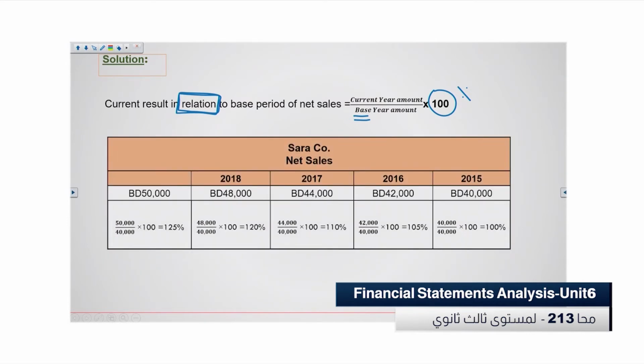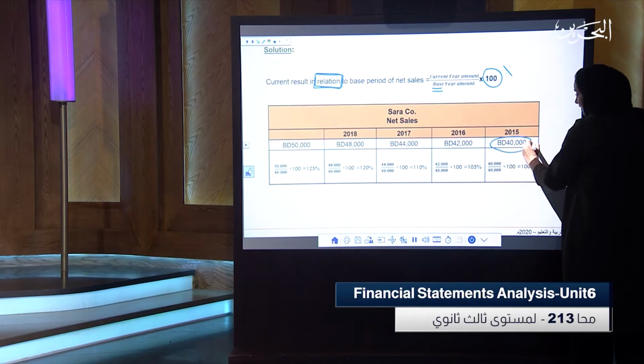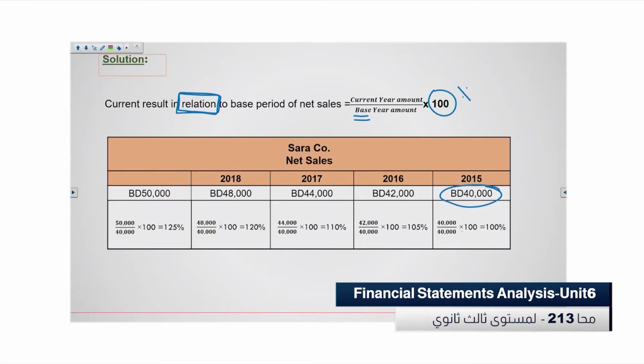Let's see. Let's start with the base year 2015. 2015, this is the base year, so we will use it at the top. Okay, over, because the same year it will be base over the base, because there is no current year for this year. Okay, multiply by 100, it will give us the 100%.